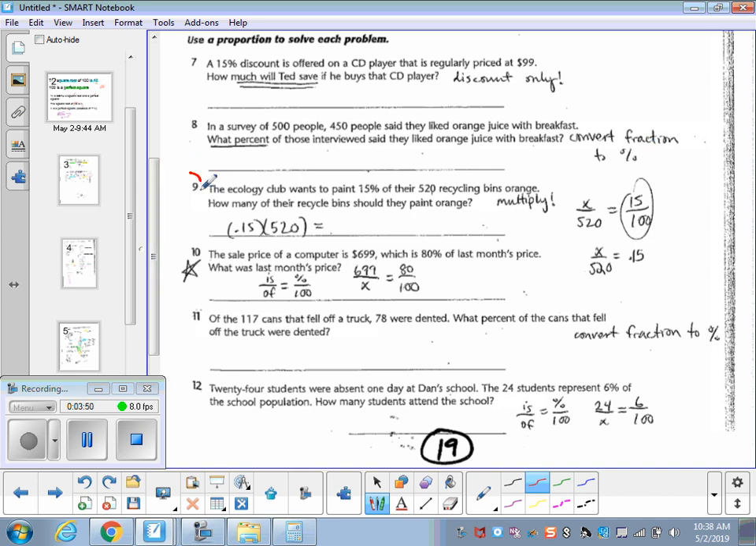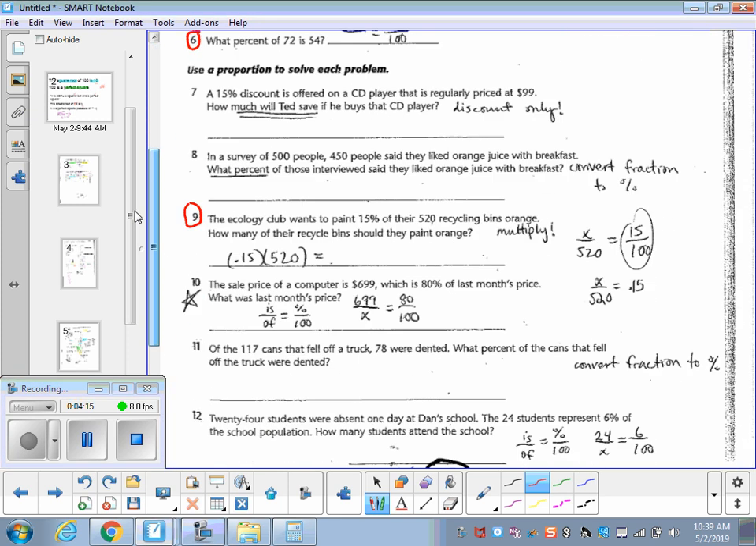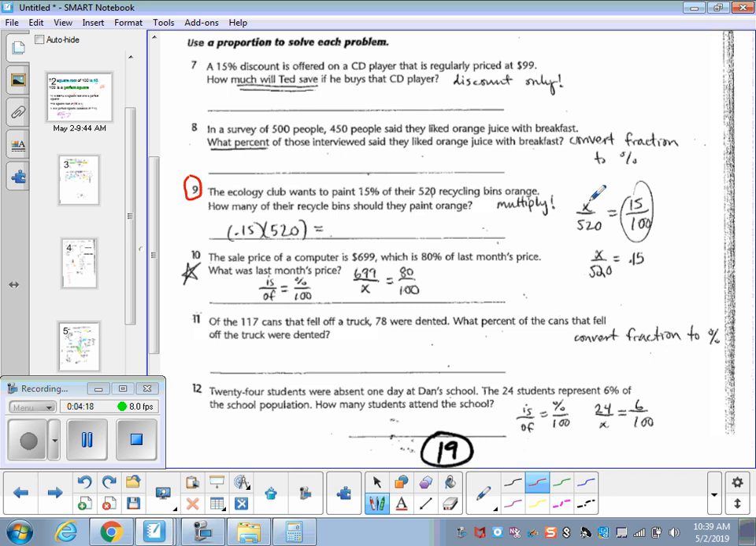All right, now for number 9. The Ecology Club wants to paint 15% of their 520 recycling bins orange. So think about in Irving, we have our blue recycling bins. It looks like at this school, they want to paint 15% of their bins orange. So then we want to know how many of their bins are they going to be painting orange. Now this does work with the is over of up above. We want to know what is 15% of 520. Of 520 is down here.